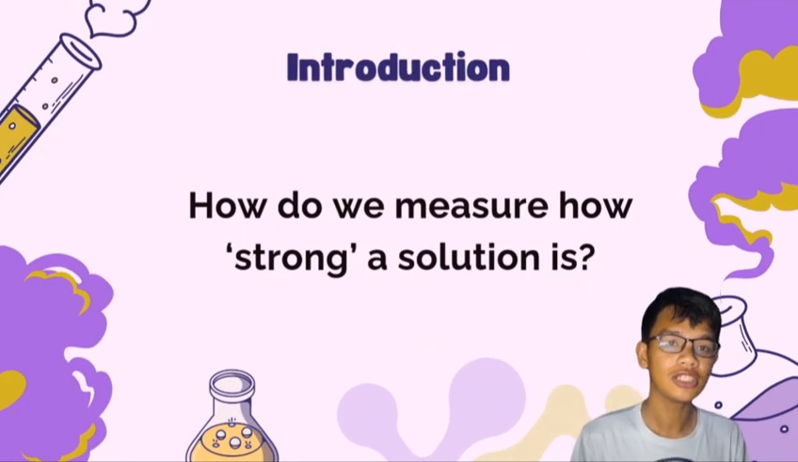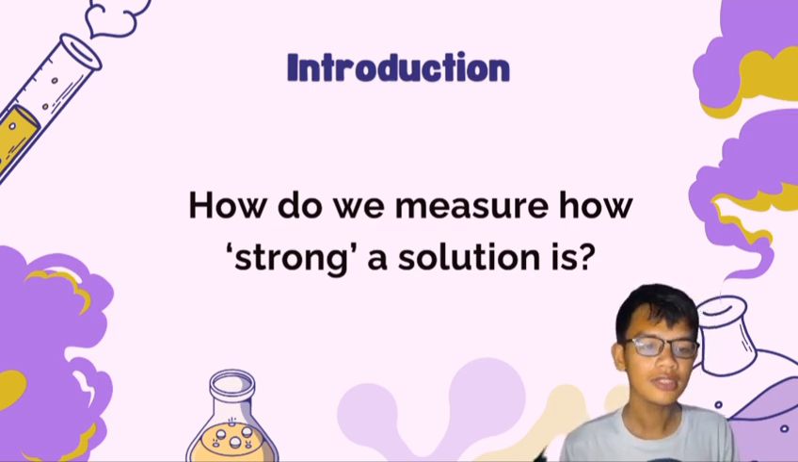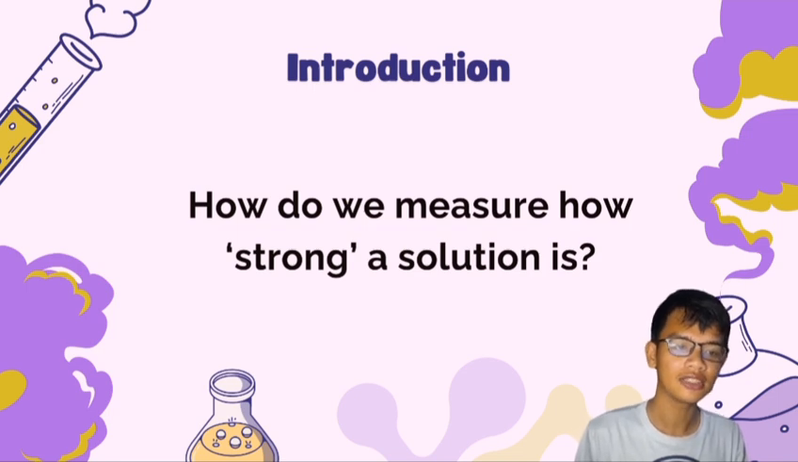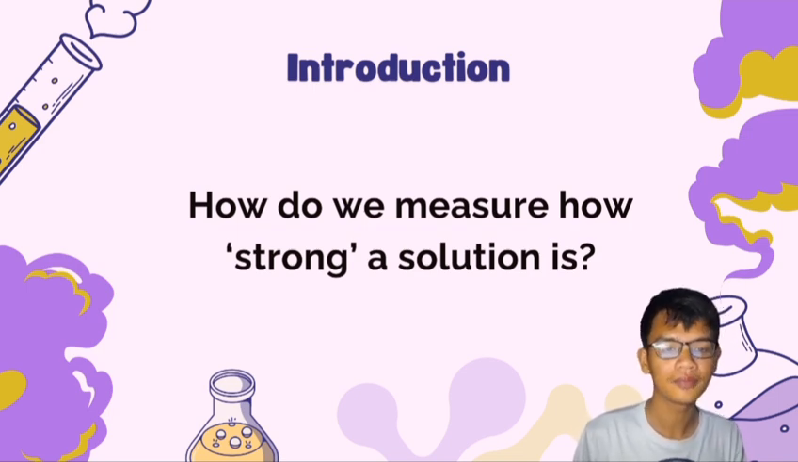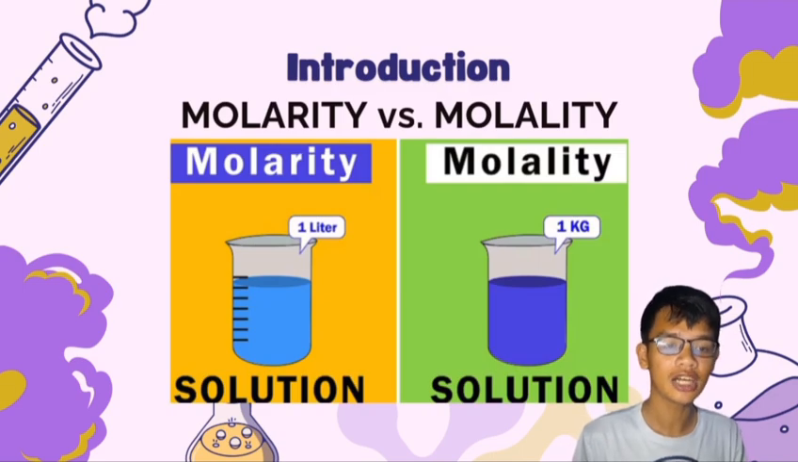When we say a solution is strong or weak, we're really talking about concentration. It is how much solute is mixed into a solvent. Chemists use different methods to measure concentration. It depends on what they need. Two of the most common concentration units are molarity and molality. Even though their names are almost the same, they are based on different measurements, and that difference is very important.